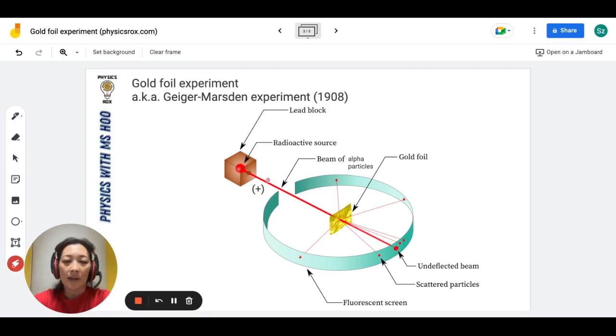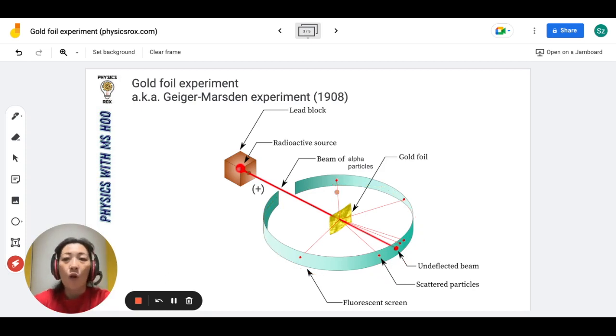These particles are directed towards a piece of gold foil, and a fluorescent screen is placed in a circle around it. So the purpose is to try to detect the radioactive radiation of alpha particles. The purpose of the fluorescent screen is to detect the alpha particles, because alpha cannot be seen and it's not easy to detect unless you have something like the fluorescent screen.